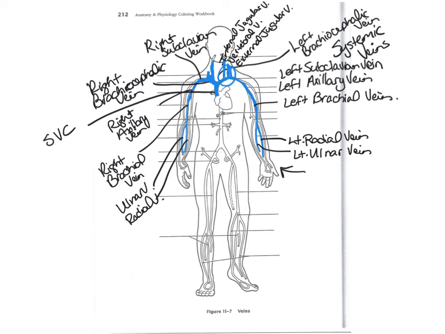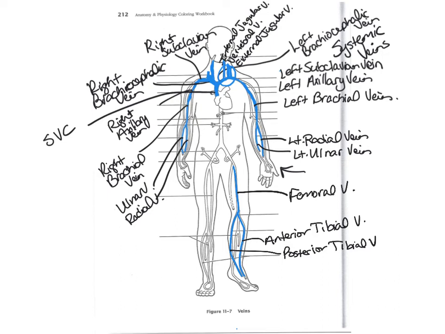All right, now let's take a look at the lower extremity. In the lower extremity, we have the anterior tibial vein and the posterior tibial vein, and they are draining into the femoral vein. Okay, so let's just draw those, label those. We have the anterior tibial vein, and we have the posterior tibial vein, and we have the femoral vein.